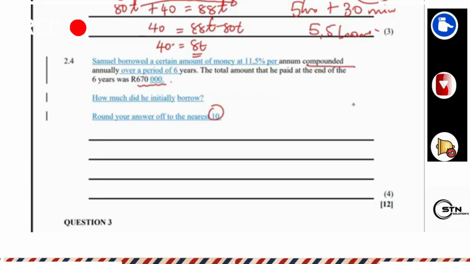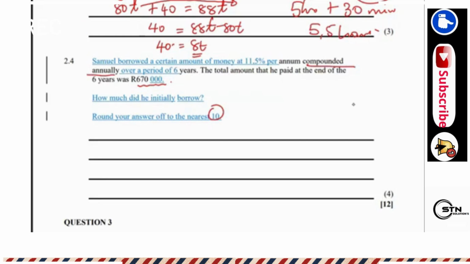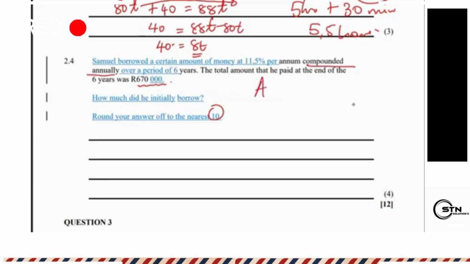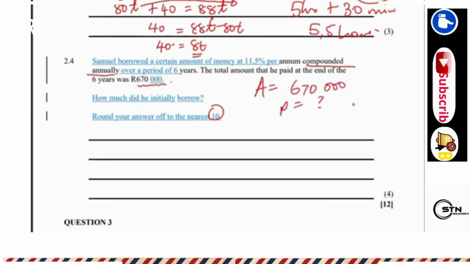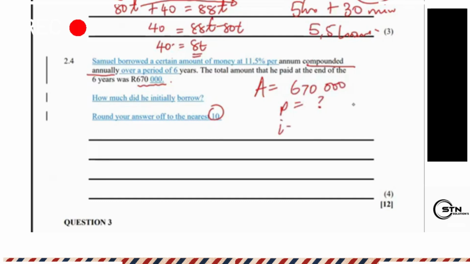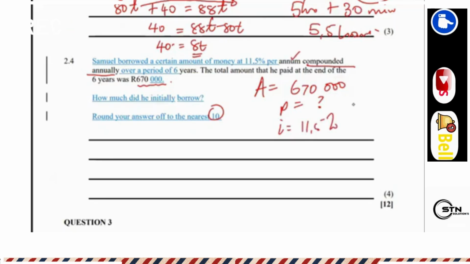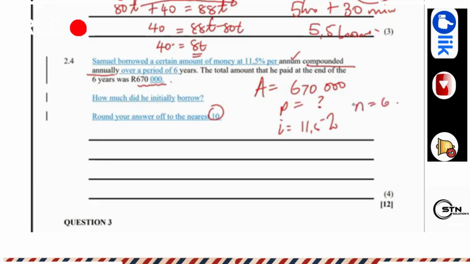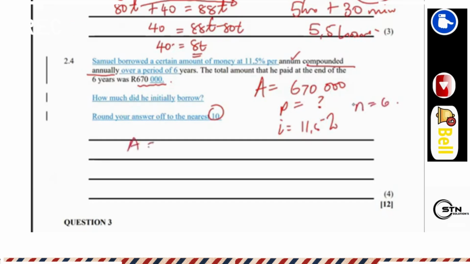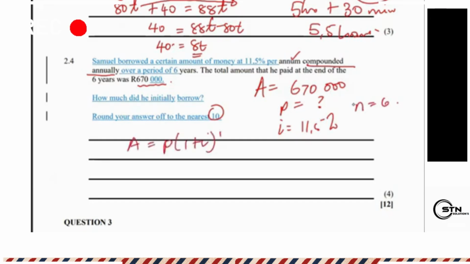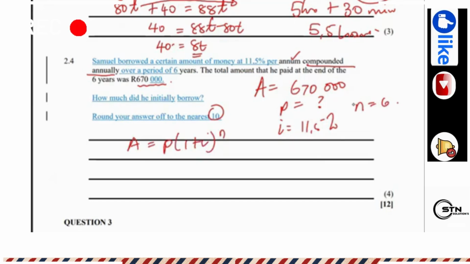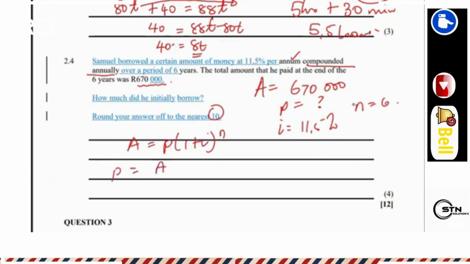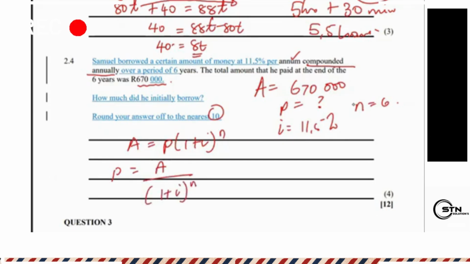And so the fact that they're telling us that it's compounded annually means we're going to use the compound interest. So we know that our A is 670,000. P, we don't know what the P is, but we know that the i is 11.5% compounded annually per annum. Then the n is 6 years. Okay, let's just substitute that. So we know that A is P into (1 plus i) to the exponent of n. So for me to have P alone, it's going to be A over (1 plus i) to the n.